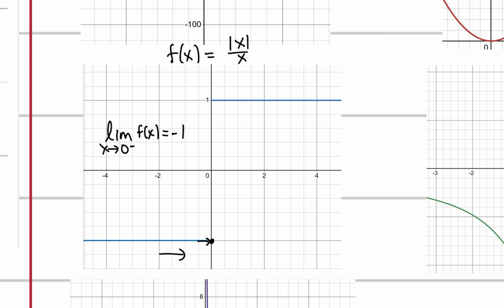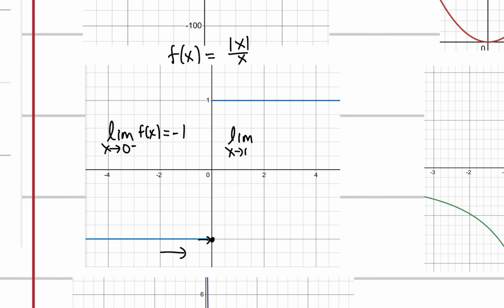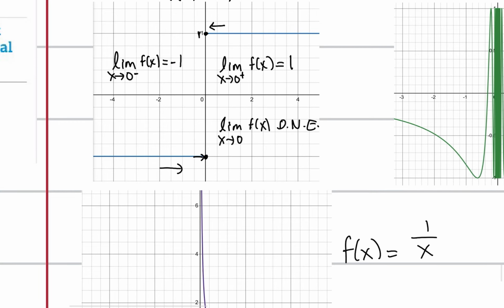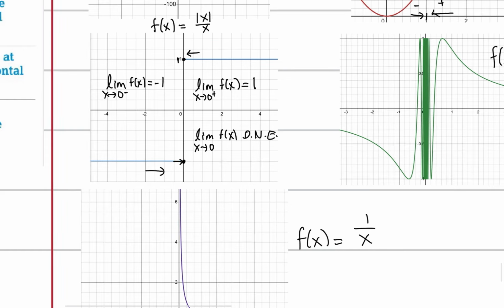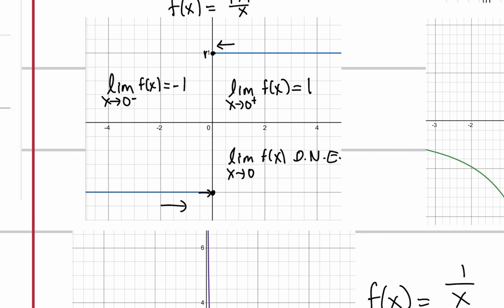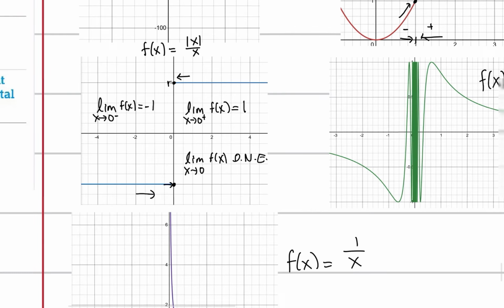But if we go from the right now, so the limit as x approaches 0 plus of f of x, which is from the right, we'll notice that we go to +1. But since these two limits don't equal, we say that the standard limit does not exist. This happens when the side limits don't match, and there's some other cases as well. But the most important thing to realize is if the side limits don't match, then the limit does not exist.